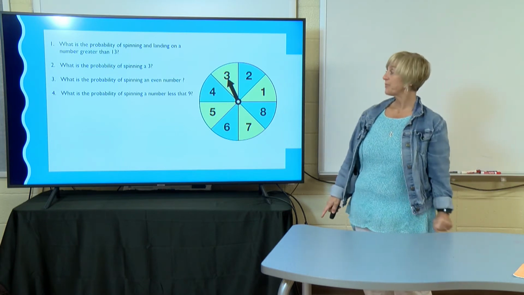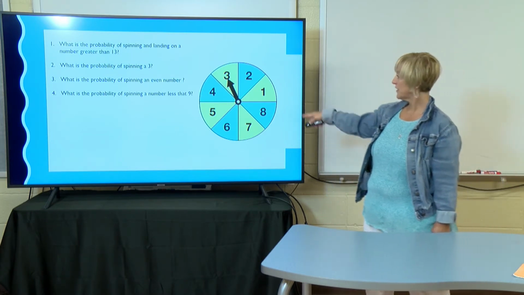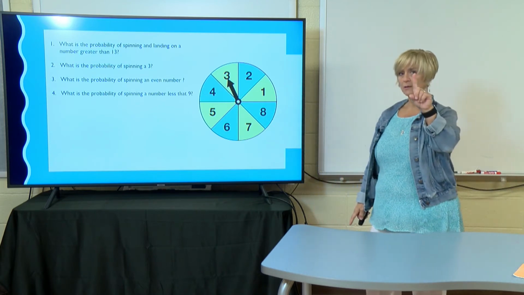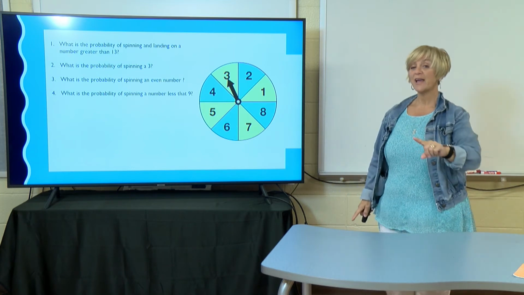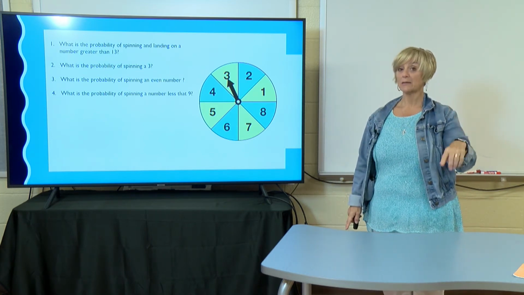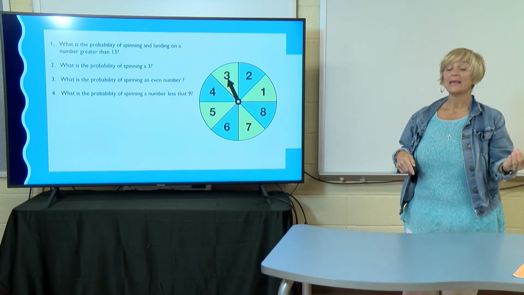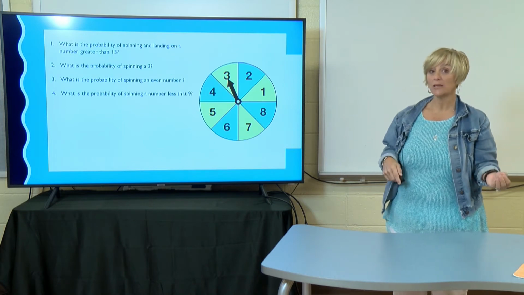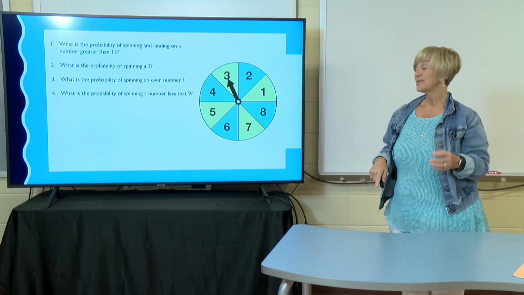Look at number 2. What is the probability of spinning a 3? Well, let's look at our spinner. There's only one 3, and there's 8 total numbers. So that's a 1 out of 8 chance. Is that likely, unlikely, certain? It absolutely is unlikely. There's a lot of numbers on here besides a 3.